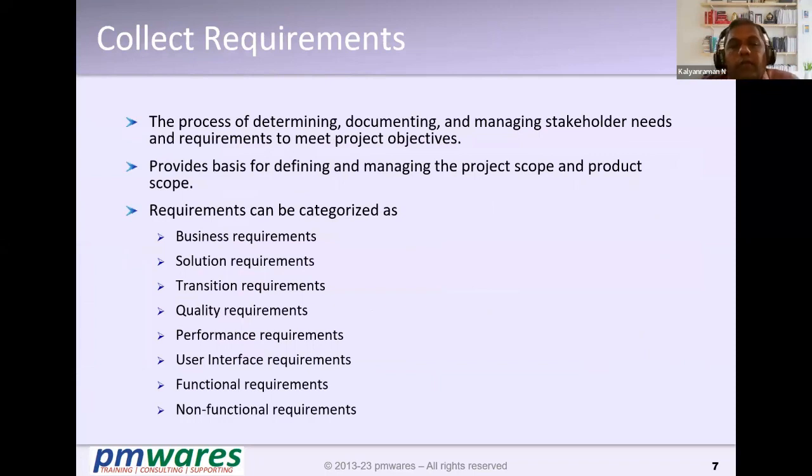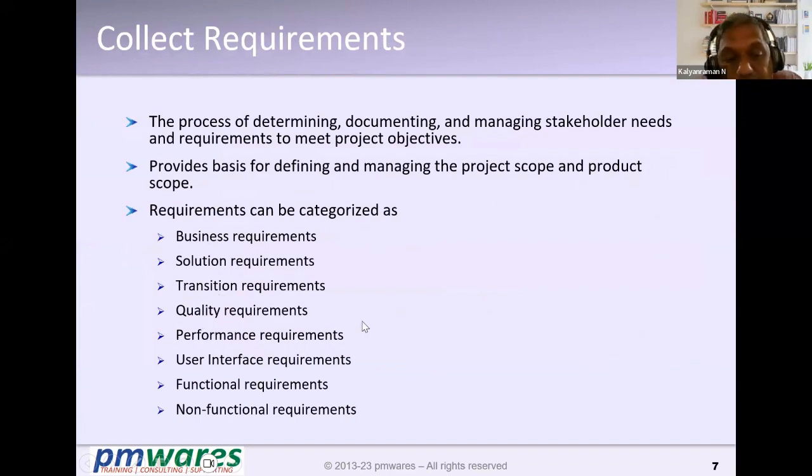So in terms of requirements, what were we talking about? We talked in general about the traceability matrix and all that. But what is the attribute of the requirement? There can be multiple requirements, called a business requirement, solution requirement, transition requirement, quality requirement.